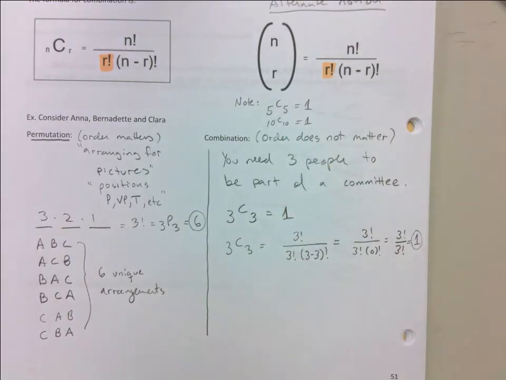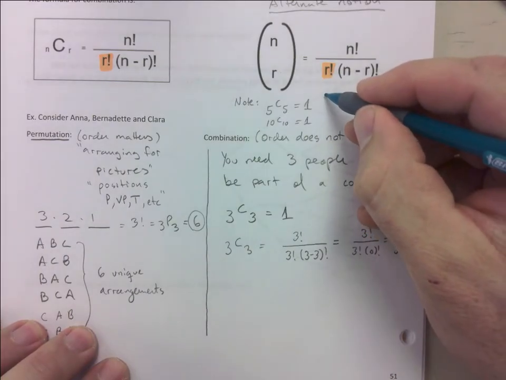Because guess what? If you have 10 people in the room and you need to make a team of 10, and order doesn't matter, it's always going to be 1. Out of the 10, I'm going to choose all 10. Boom, I've got my one group. That's it. So it's always going to be the same.